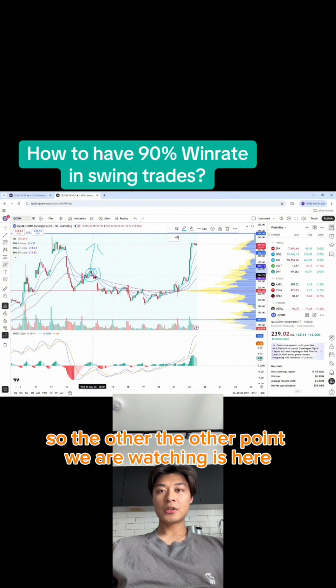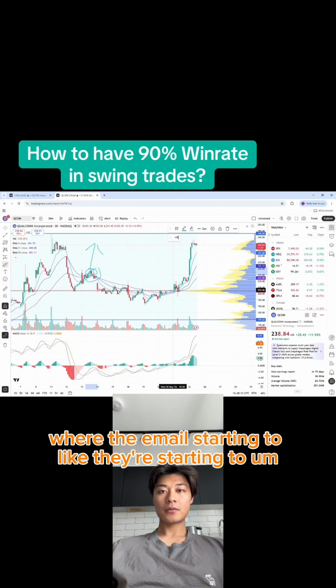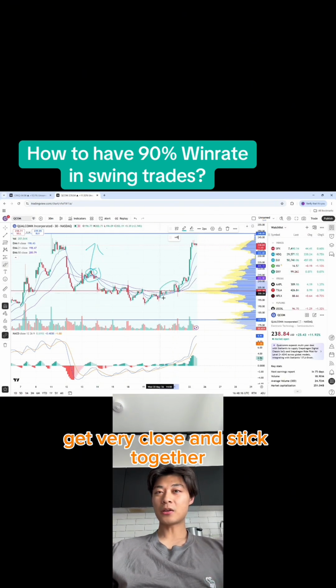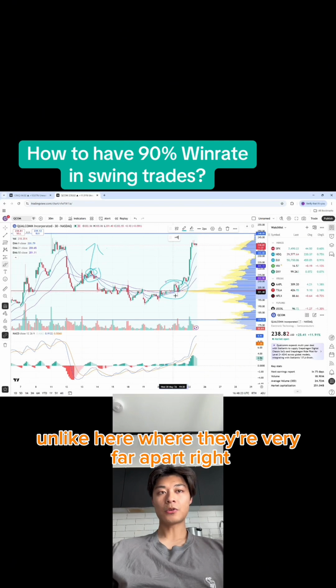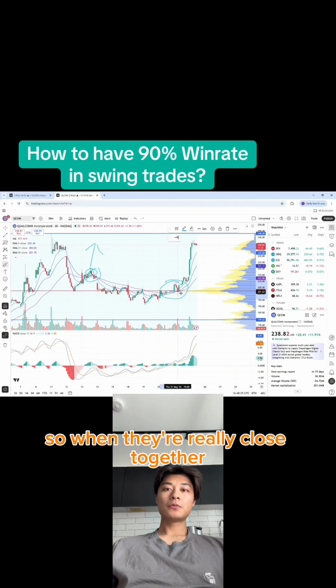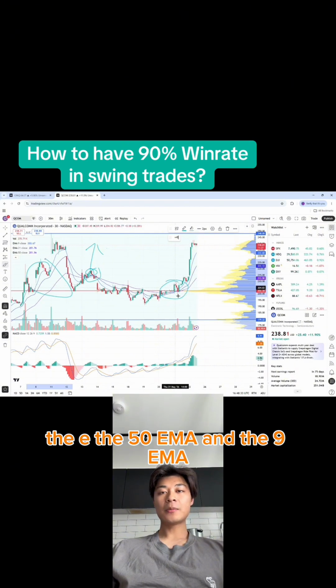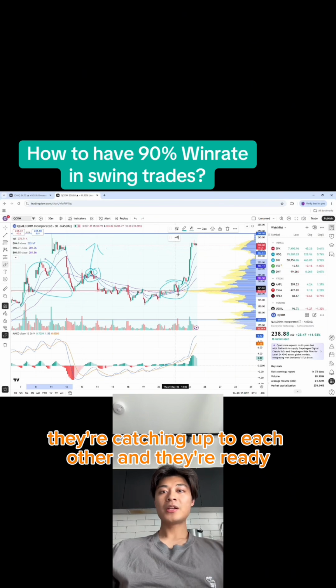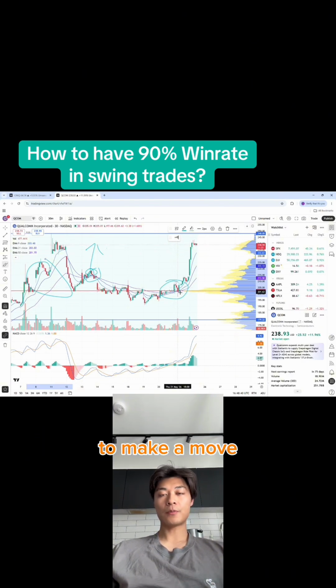So the other point we are watching is here, where the EMAs are starting to get very close and stick together. They're very stuck together, unlike here where they're very far apart, right? When they're really close together, it means they're catching up. The 50 EMA and the 9 EMA are catching up to each other, and they're coiling, gathering strength and momentum, ready to make a move.